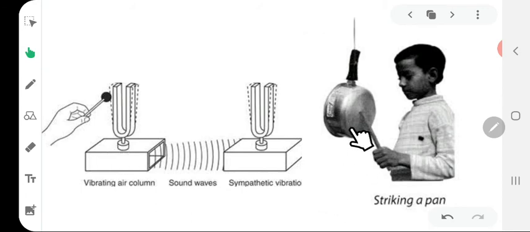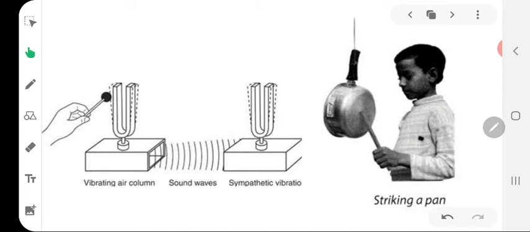Similarly, when a metal object is hit with any other object, like a very common thing, you can see that in a picture a child is hitting a pan with a stick, obviously sound will be heard. So all such sounds are possible due to vibrations. Whenever any object vibrates, it can produce a sound.